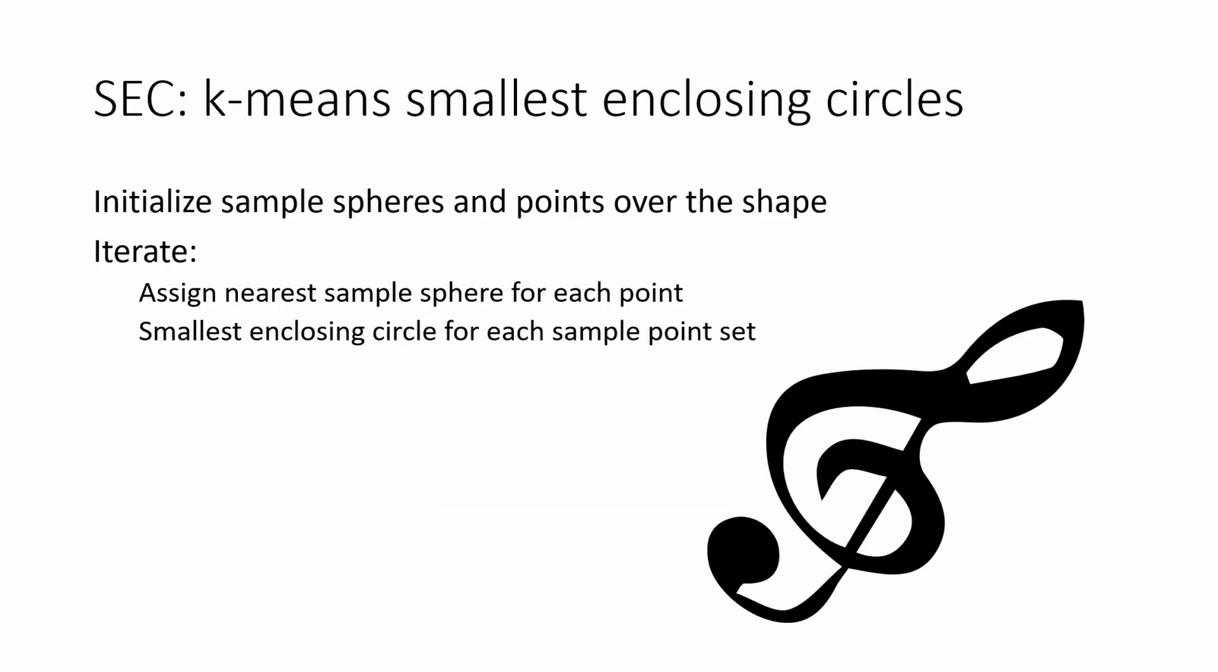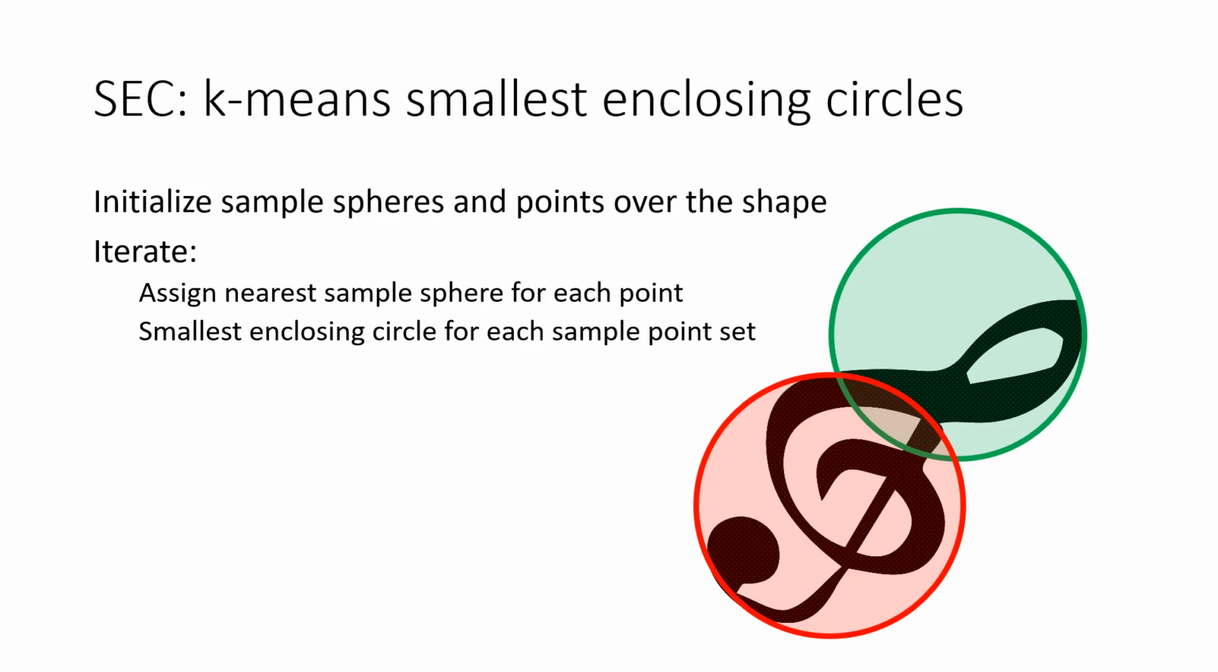Our second method is based on k-means smallest enclosing circles. We start by placing points uniformly over the shape, and initializing a given number of sample spheres. The sizes and locations of these spheres will be optimized iteratively. In this toy example, we use two sample spheres visualized in red and green. In each iteration, we assign the nearest sample for each point, and update the sample spheres as the smallest enclosing circles for each point set. The iteration can continue until sufficient convergence or reaching a certain time limit.